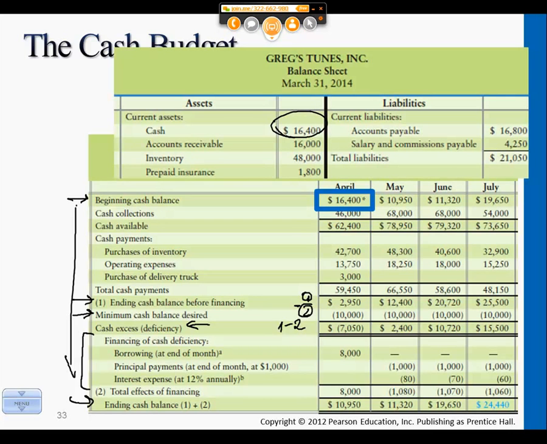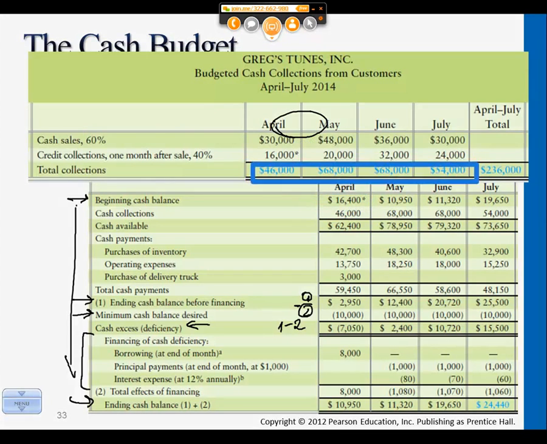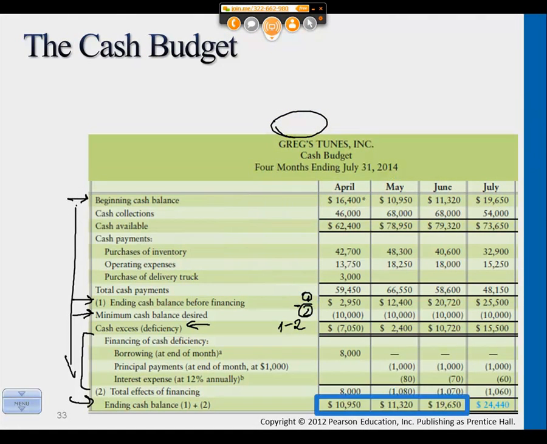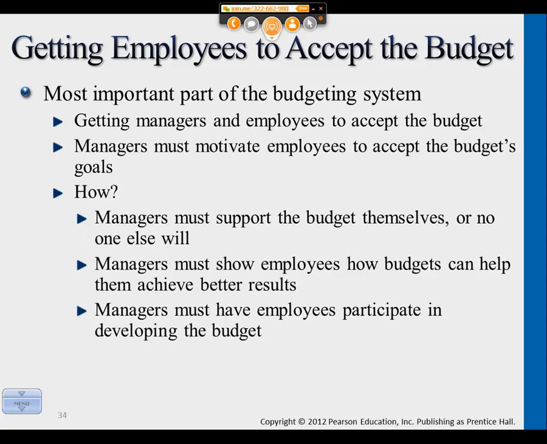All right, so how did we get 10,950 as an ending cash balance? That's your financing of $8,000 plus the ending cash balance before financing, right? That's going to give you $10,950 right here. Okay, how we calculate this we'll go over just a bit later. And let me see, maybe if I have details, I'll go over them with you. Okay. All right.